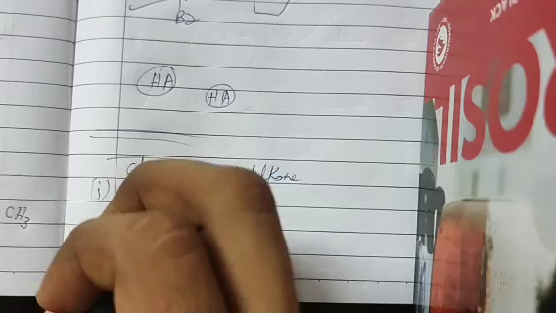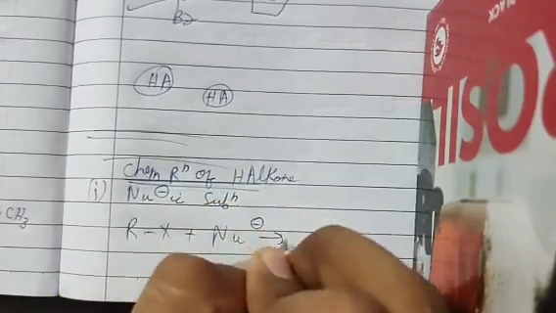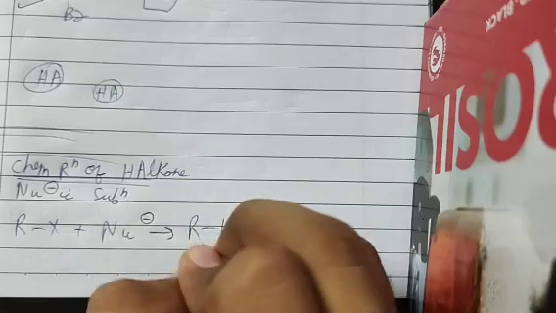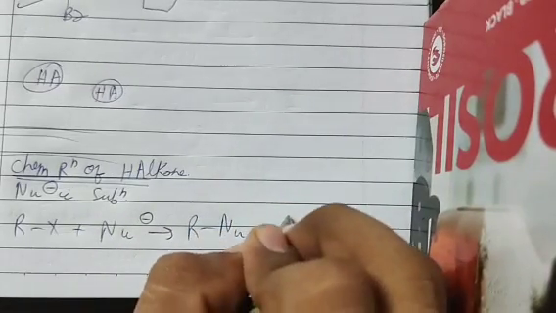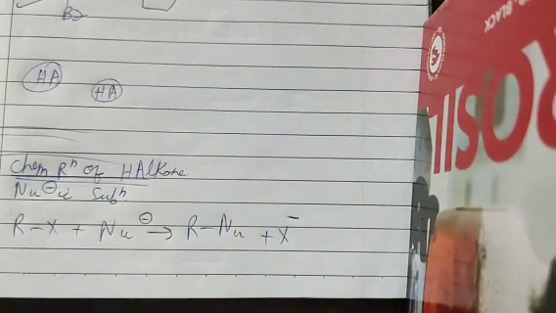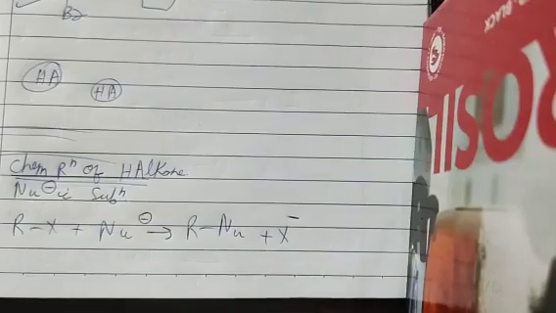In this, Table 10.4 is given in your textbook. What happens is basically you have a haloalkane and you have a nucleophile, so you will get R-Nu and the halogen gets removed. Okay, now we'll be seeing the table. In the table, you will get the reagent, the nucleophile, the substitution product and the class of the main product.